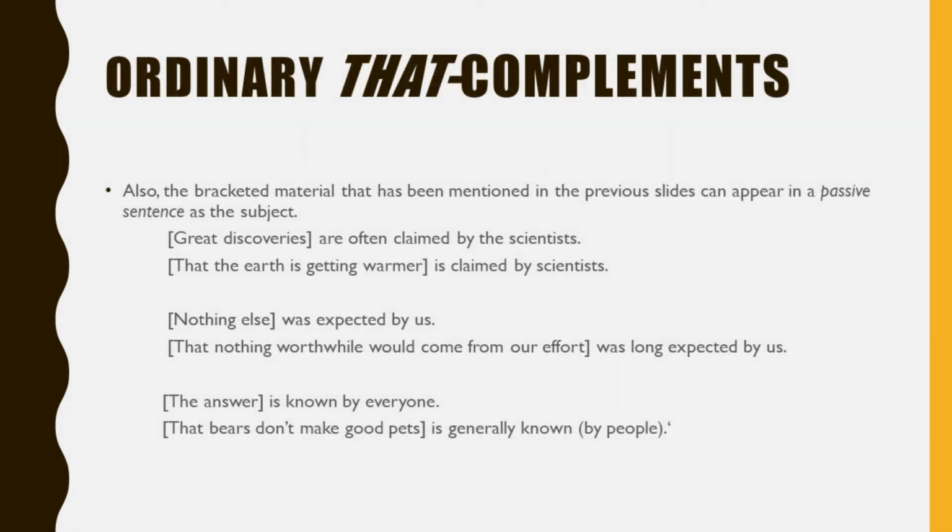Additional evidence to support the belief that the embedded clauses are noun-like is the fact that they behave like the corresponding noun phrases. In all the cases above, the bracketed material can appear in a passive sentence as a subject, that is, in another position where noun phrases occur. For example, great discoveries are often claimed by scientists. That the earth is getting warmer is claimed by scientists. In these cases, you can clearly see that the bracketed material are examples of dependent that clauses that can stand in the noun phrase position because they can appear in a passive sentence.